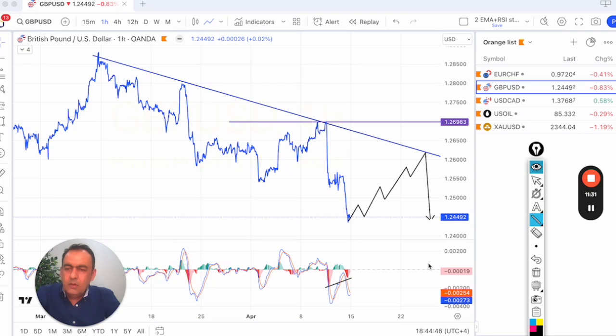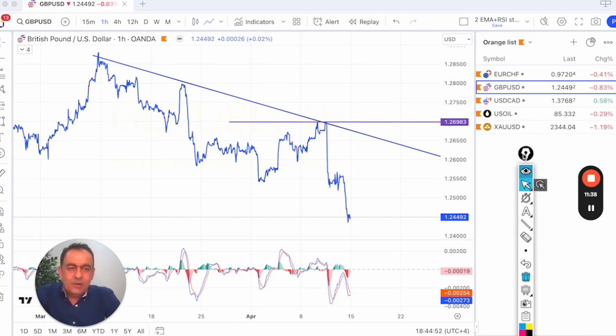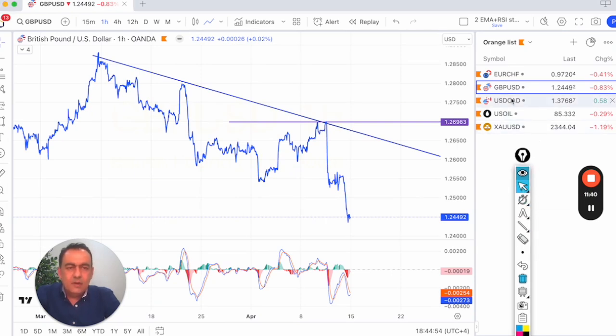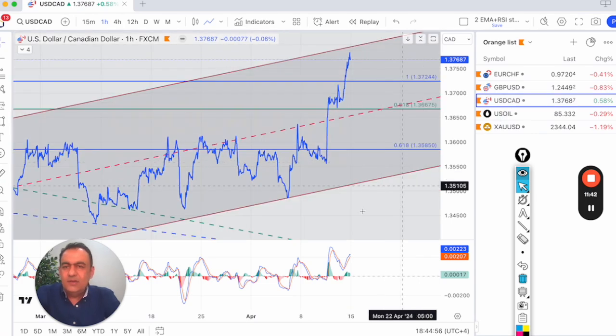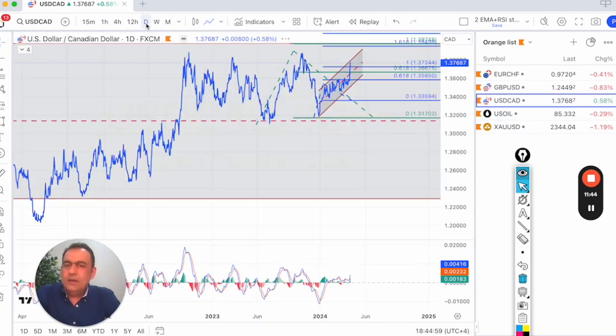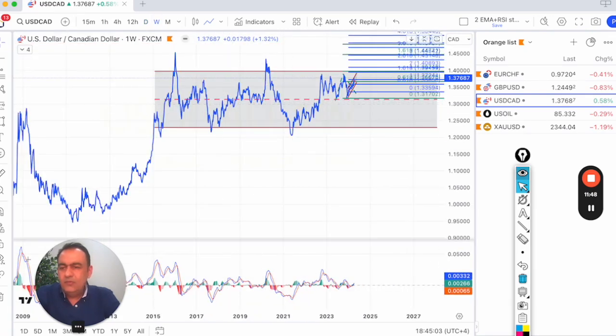So pound dollar remains bearish in the short term without any doubt. And since US dollar is getting stronger, the next currency pair in line is USDCAD, and the plan is to buy on the dip. So here again, I'm going on the higher time frame chart.